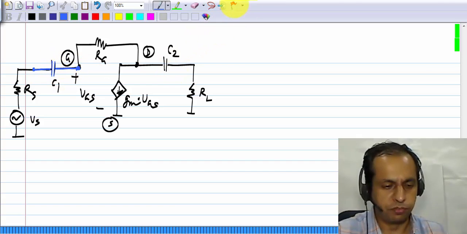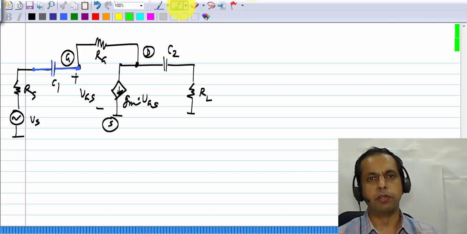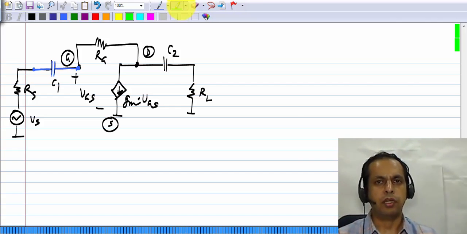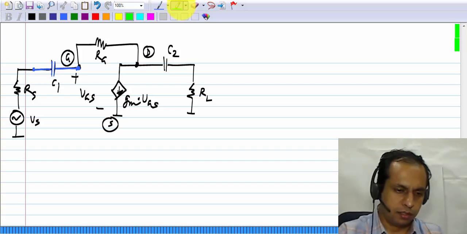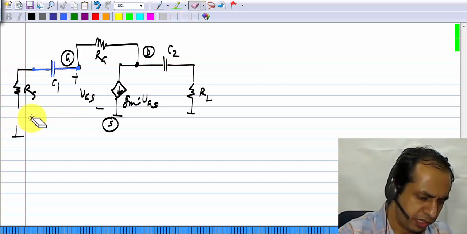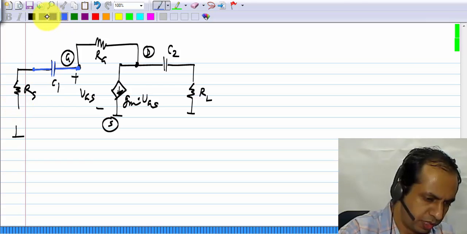The input source of course is deactivated. The principle we use is as usual to find the resistance that appears across the capacitor and make sure that the capacitive reactance is much smaller than that resistance. And in this process the independent sources in the circuit are shorted.